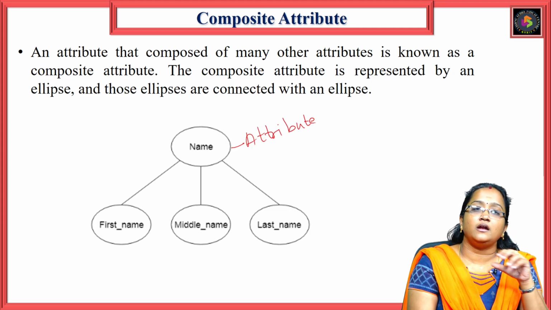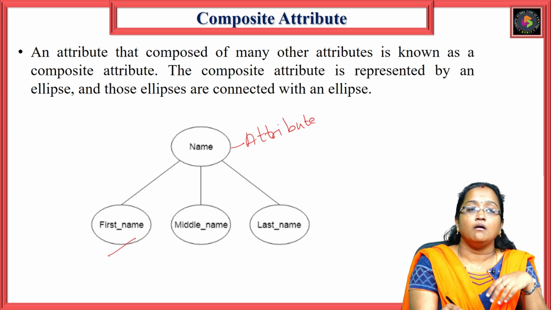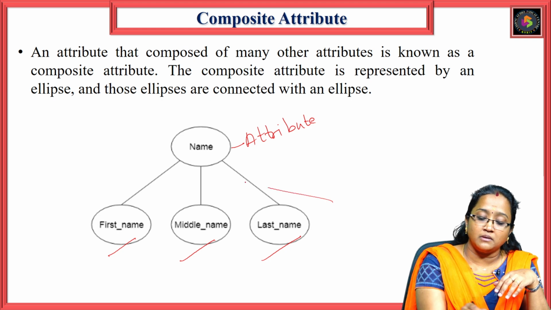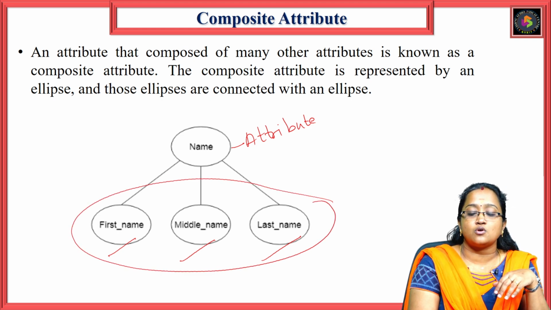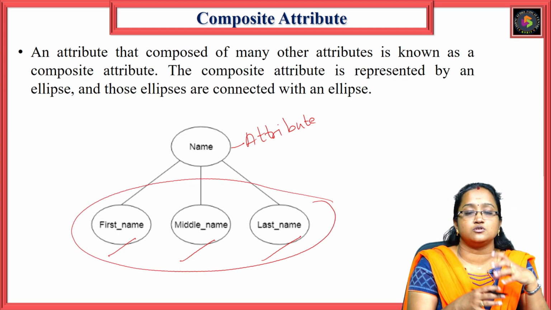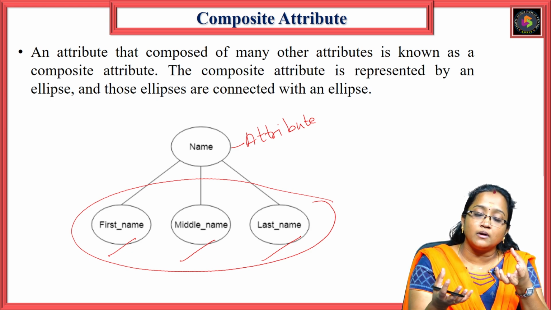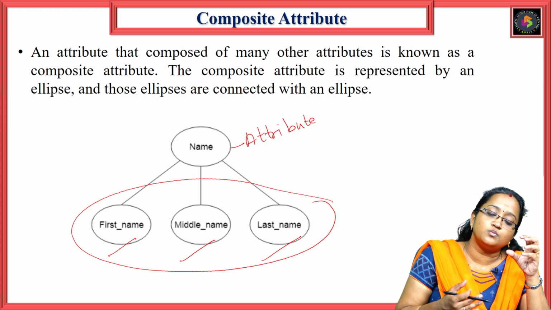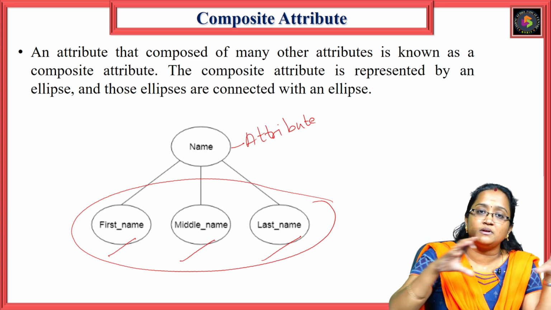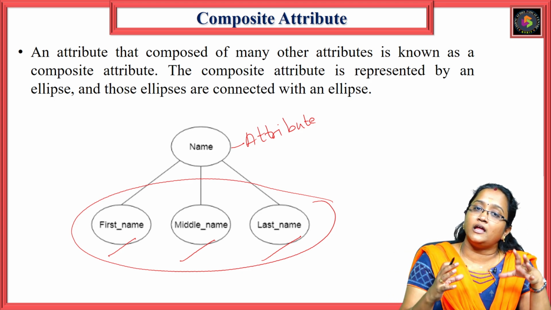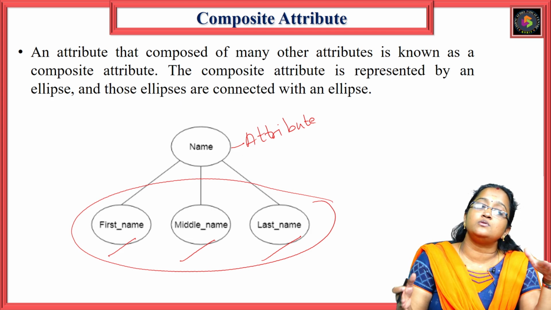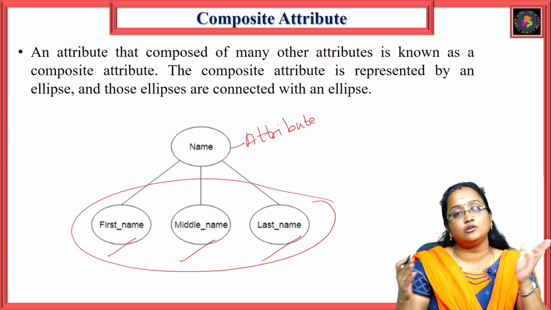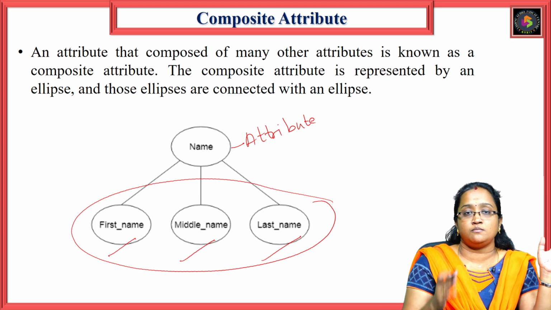So name, in that name you will have first name, middle name, last name. Name is one attribute, and then there are many other attributes. This is called a composite attribute. Composite means one is the main attribute and the others are sub-attributes of that main attribute. So name is the main attribute, and in the name we have other attributes associated with it: first name, middle name, last name. These are all called composite attributes.